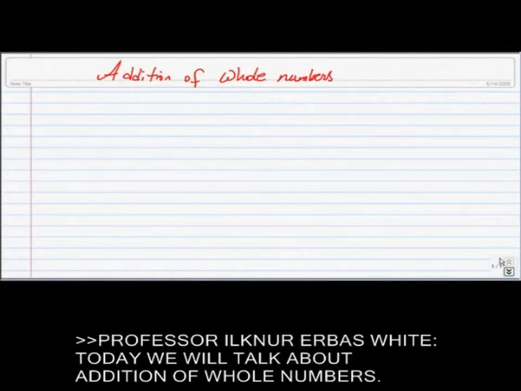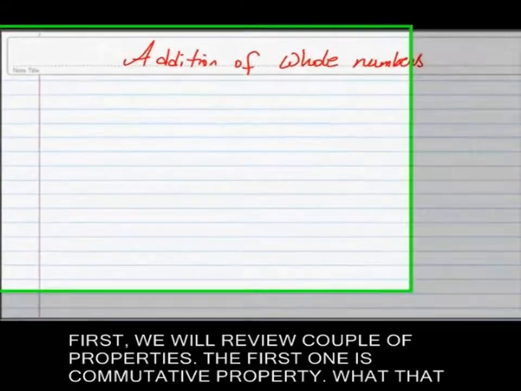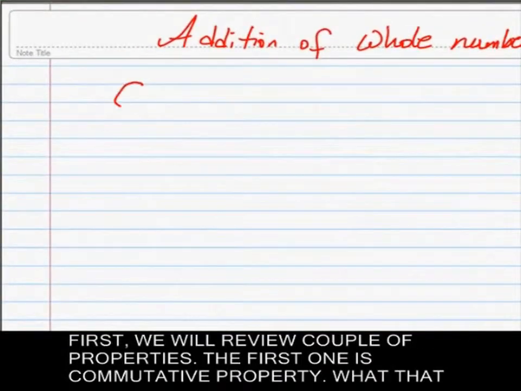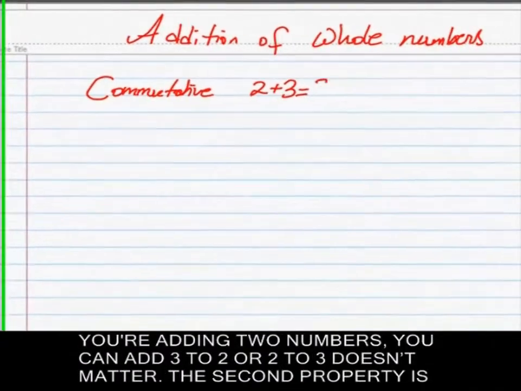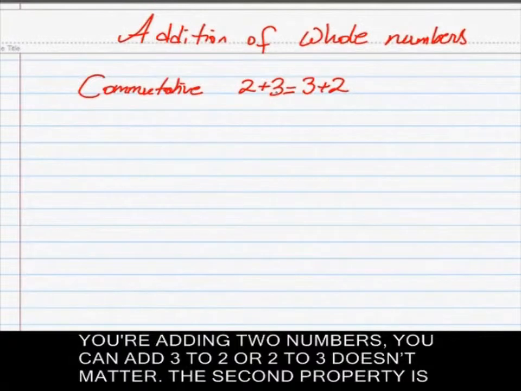Today we will talk about addition of whole numbers. First, we will review a couple of properties. The first one is the commutative property. What that property allows addition to do is to change the order of addition. In other words, when you're adding two numbers, you can add 3 to 2 or 2 to 3, it doesn't matter.